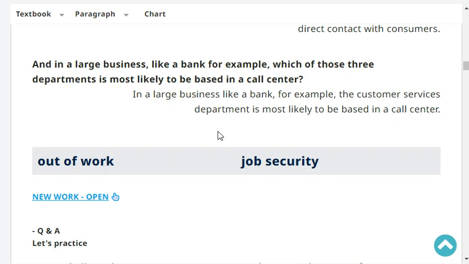The customer services department is most likely to be based in a call center. Very good.